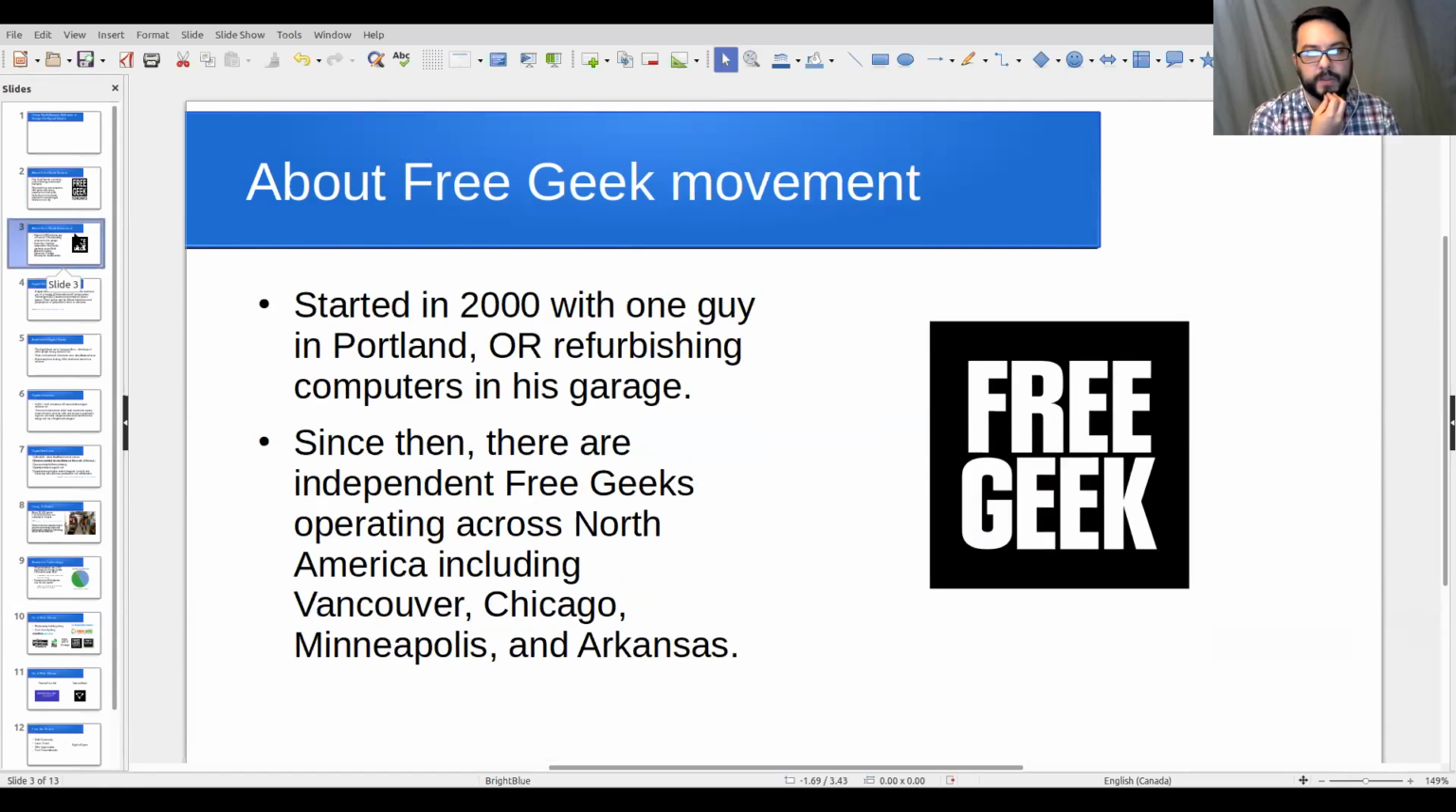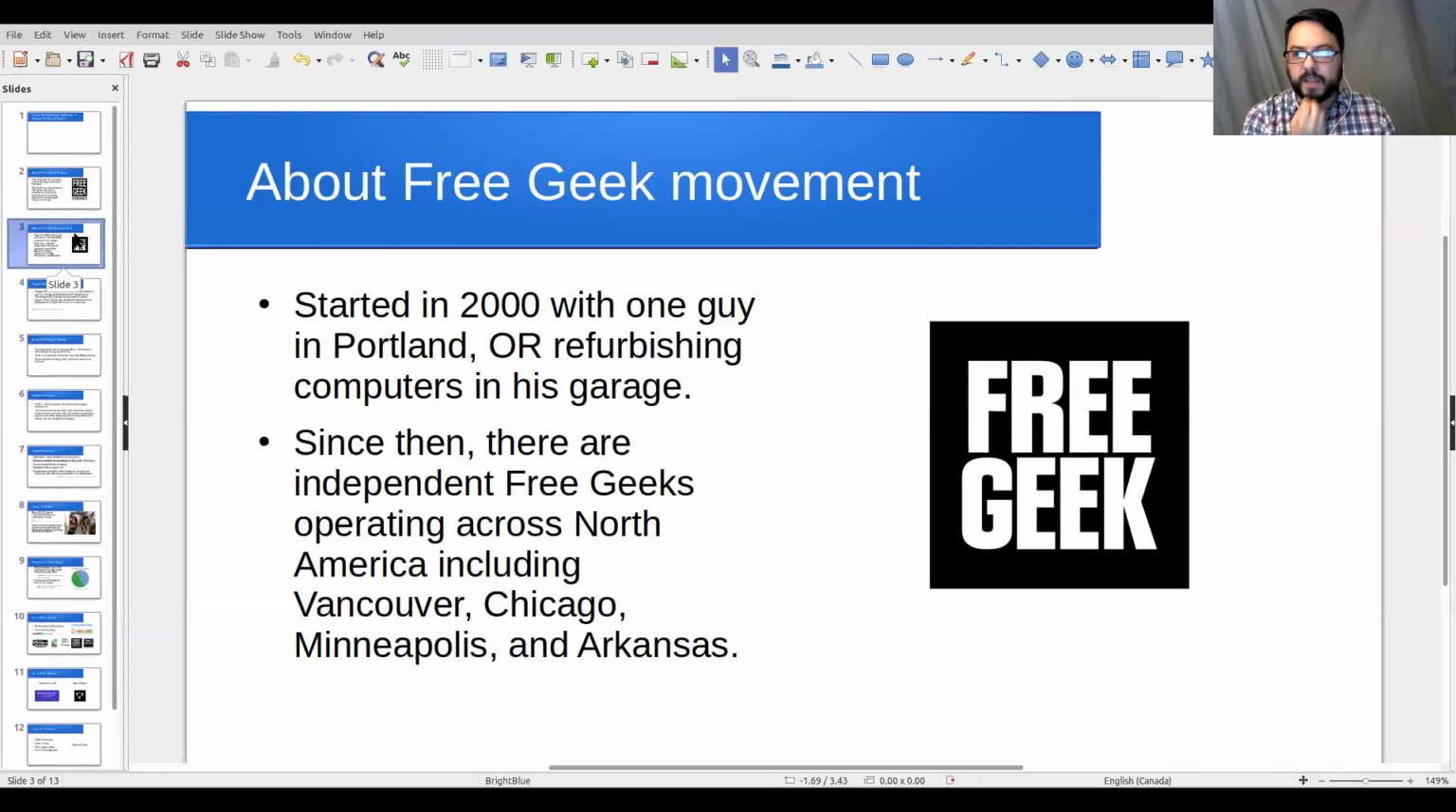We are part of the Free Geek movement, which was started in Portland, Oregon. The Free Geek without a locale attached to it is the one in Portland. All the rest have a locale attached. The big ones are in Vancouver, Chicago, Minneapolis, and Arkansas, and there are a couple of other organizations.